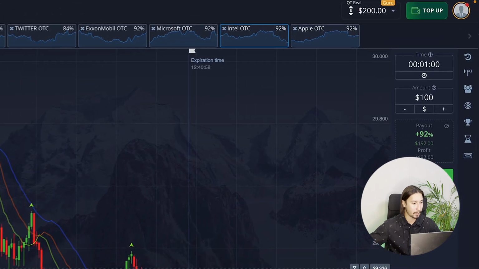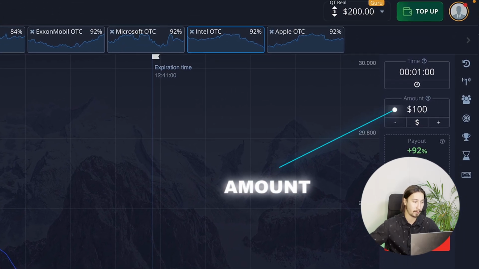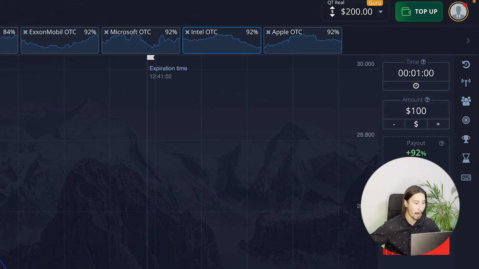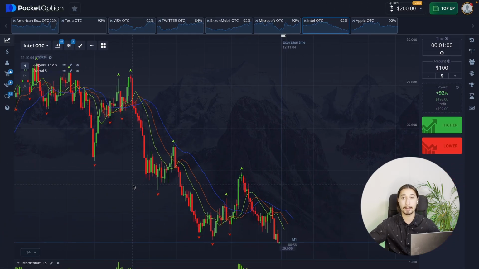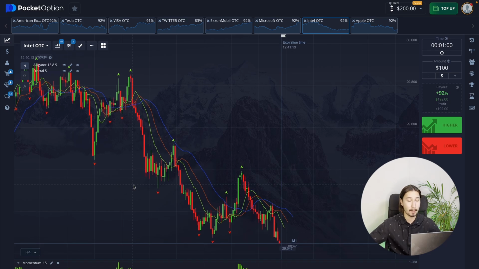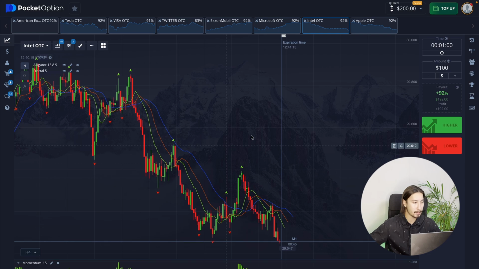Let's start with $100. This is half of my starting balance. I will try to explain each trade in detail as always, so that by the end of the video you will have as much information as possible. So let's get started, and let me select the first stock.